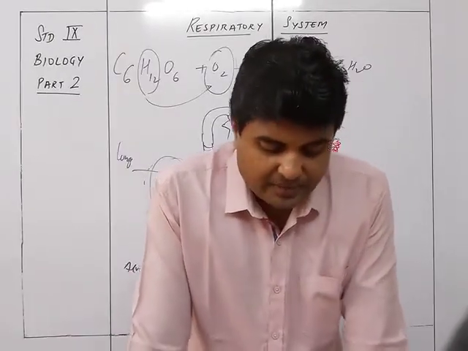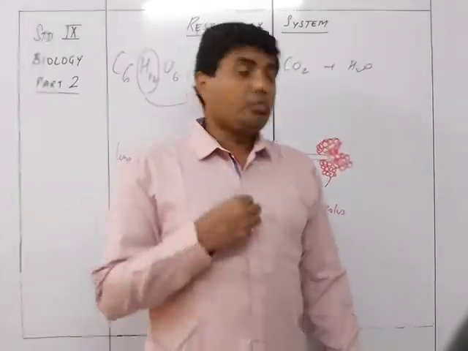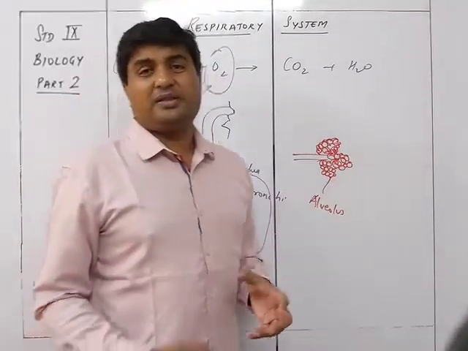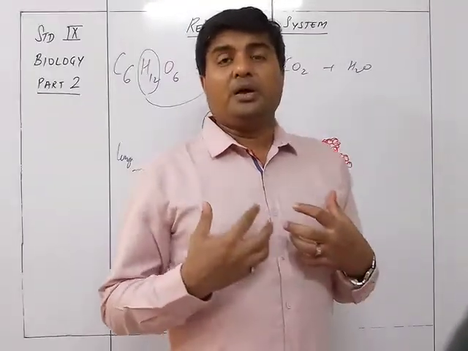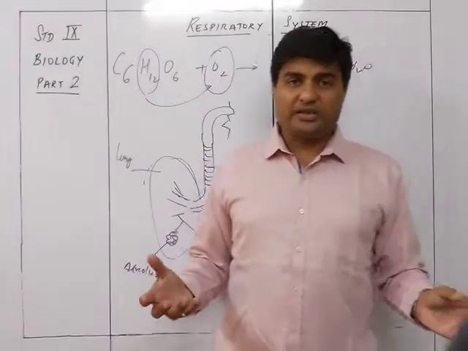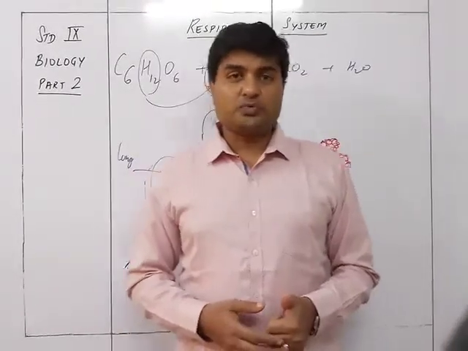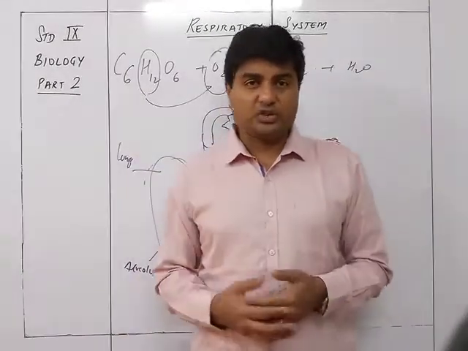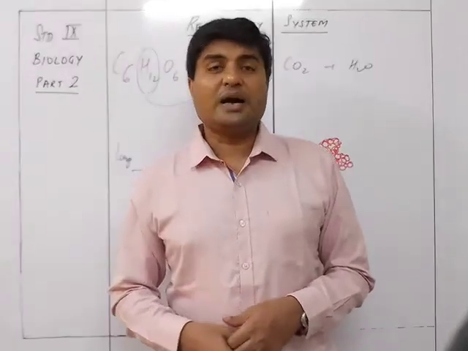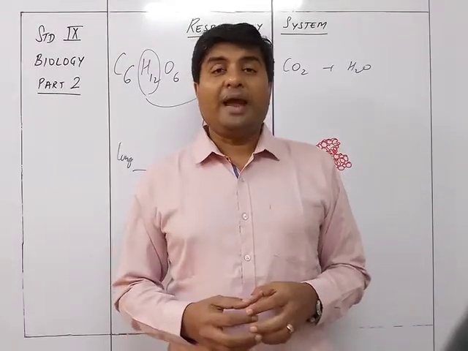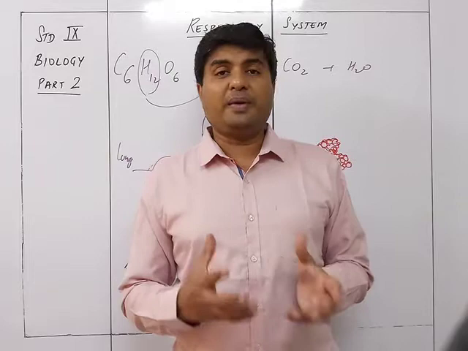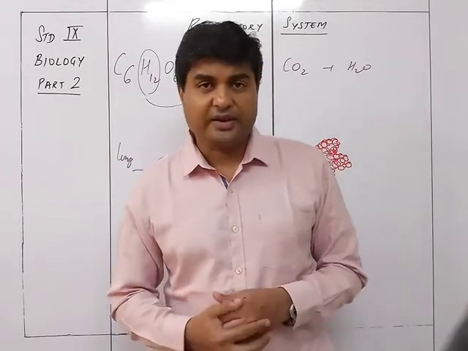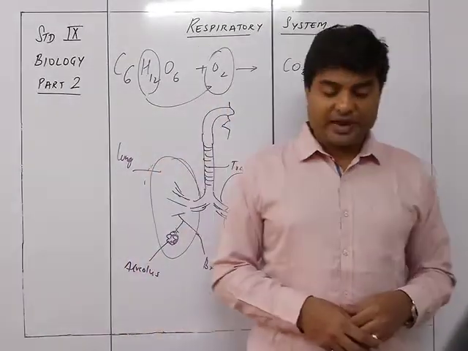So that's the basic thing, that the small alveoli make this particular area such a huge place for the gaseous transport to take place, so gaseous exchange to take place. So the alveoli are basically forming a huge surface area for diffusion of the gases.